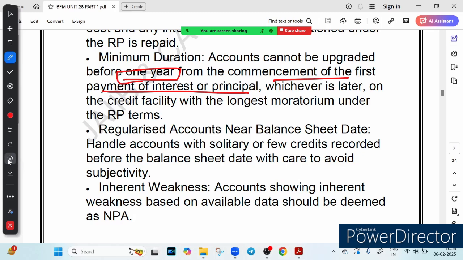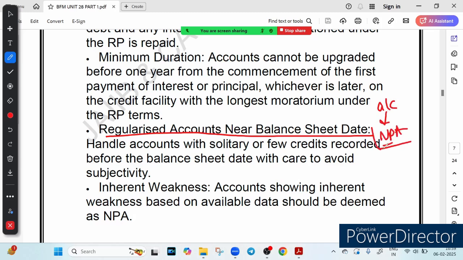Now let's talk about the regularization before the balance sheet date. Regularize account near balance sheet date. Let's talk about this term, so-called regularization, which simply means fixing an account that is almost on the edge of becoming NPA. So suppose there is an account that is almost on the edge of becoming NPA. So the question is how to fix it.